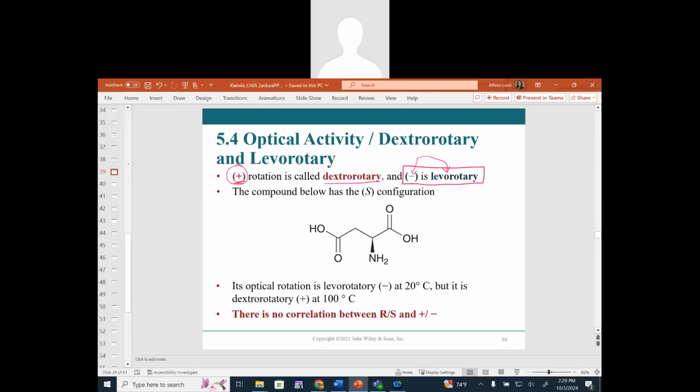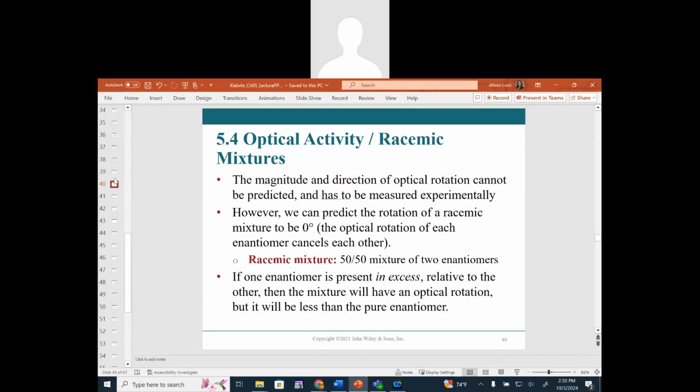So down here, we have this compound. We're told it's the S configuration. We know it's optically active, and its optical rotation is negative. And we're told at 20 degrees C it's negative, but it becomes dextrorotary at higher temperatures, around 100 degrees Celsius. So again, there's no direct correlation between the R or S compounds. We have to record the angle of rotation experimentally to determine which way our enantiomer rotates plane polarized light.